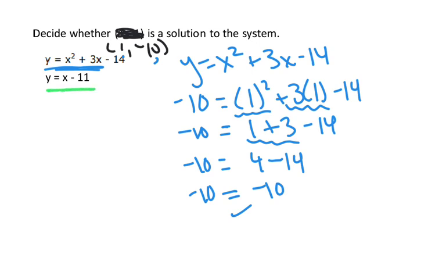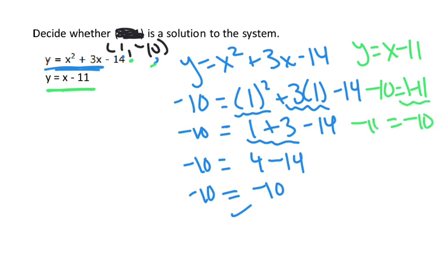So let's try the bottom one. y equals x minus 11. So once again, our y is -10. Our x is 1. So 1 minus 11 is -10. So -10 equals -10. So we're good with that one as well. So that means that our ordered pair, (1, -10), is a solution.